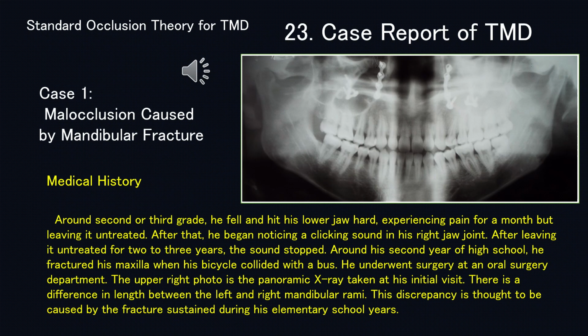Medical history. Around 2nd or 3rd grade, he fell and hit his lower jaw hard, experiencing pain for a month but leaving it untreated. After that, he began noticing a clicking sound in his right jaw joint. After leaving it untreated for 2 to 3 years, the sound stopped. Around his 2nd year of high school, he fractured his maxilla when his bicycle collided with a bus. He underwent surgery at an oral surgery department.